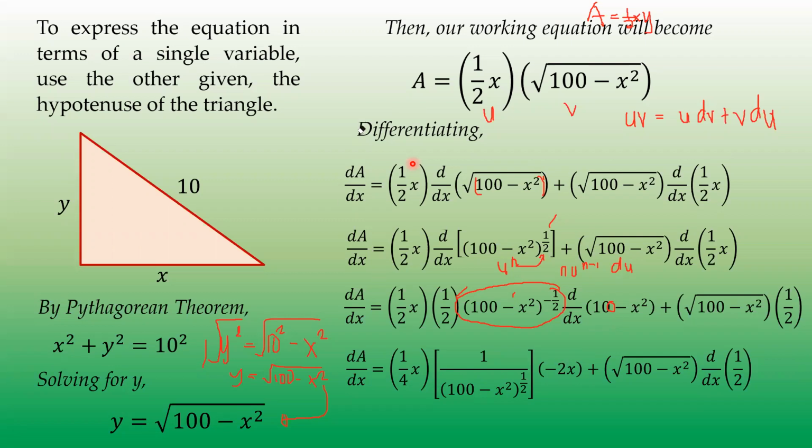Kaya meron tayong, ulitin natin, 1/4 x times the quantity 1 over 100 minus x squared raised to 1 half, times negative 2x plus square root of 100 minus x squared times 1 half. So ito medyo may typo dito, no? Ito ay 1 half na lang. So galing tayo dito. Kaya meron tayong square root of 100 minus x squared times 1 half. Ang derivative ng 1 half x. Okay. Tuloy natin.